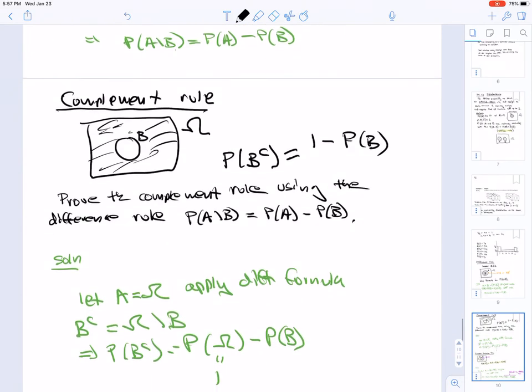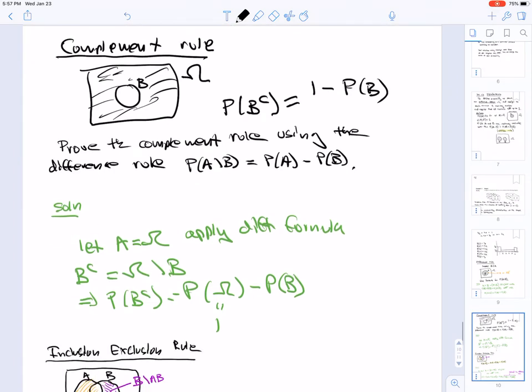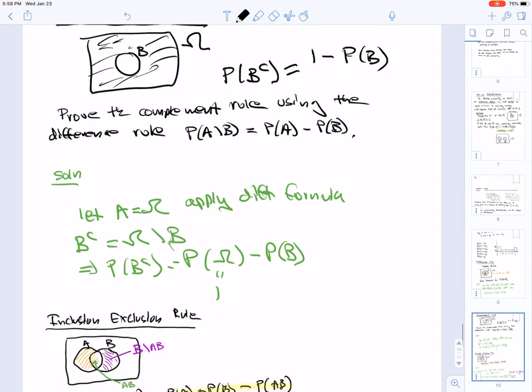The complement rule is that the probability of the complement of B is 1 minus the probability of B. To prove this, the key is to use the difference rule and to realize that you want A here to be the entire outcome space. Then the complement of B is omega minus B, and the probability of the complement of B is the probability of omega minus the probability of B. In other words, 1 minus the probability of B.